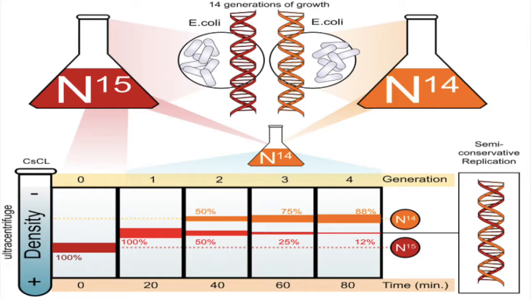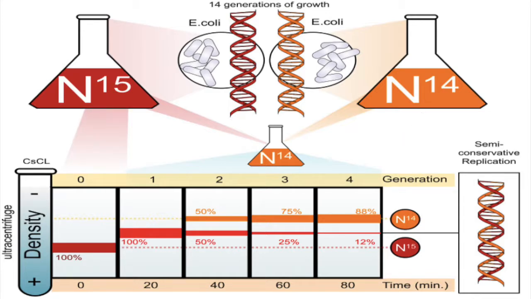Like all organisms, bacterial cells copy their genome before every cell division. To distinguish parental strands of DNA from daughter strands, Meselson and Stahl devised a plan to grow E. coli cells for successive generations in the presence of different isotopes of nitrogen. Nitrogen 15, indicated by the red medium, and nitrogen 14, indicated by the orange medium.